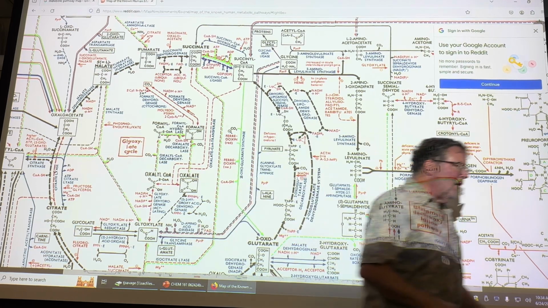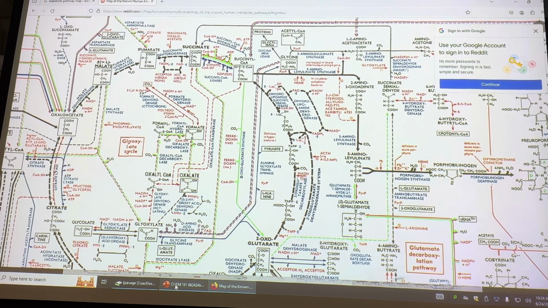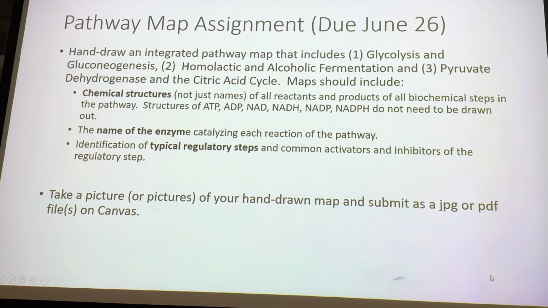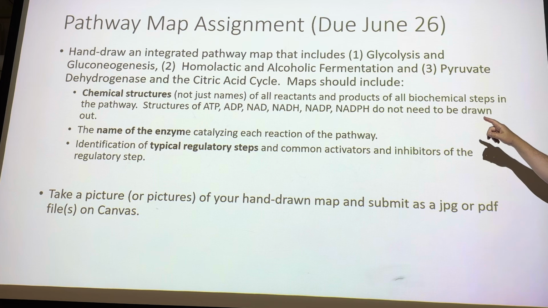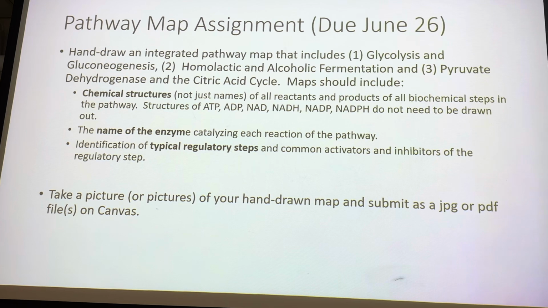So what I ask you to do for this assignment is to make your own metabolic pathway map, and then you're going to turn it in. What you want to do is hand draw it, okay? That includes glycolysis and gluconeogenesis. For gluconeogenesis, what we're going to see is that there are actually only 3 enzymes that are unique to gluconeogenesis, so you can just draw the backwards arrows from your glycolysis map. Also include the homolactic and alcoholic fermentation reactions that we had, and the pyruvate dehydrogenase and citric acid cycle, which we'll start to go over today. So what should your maps have?